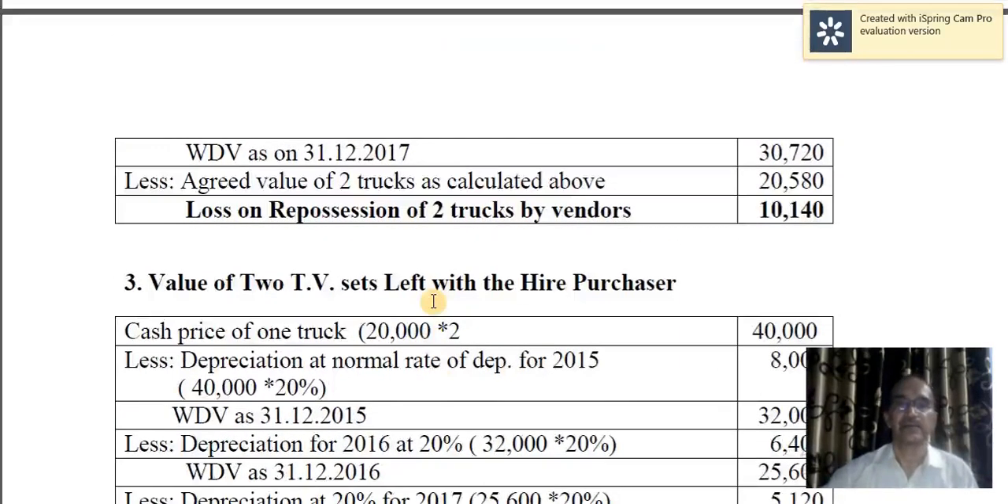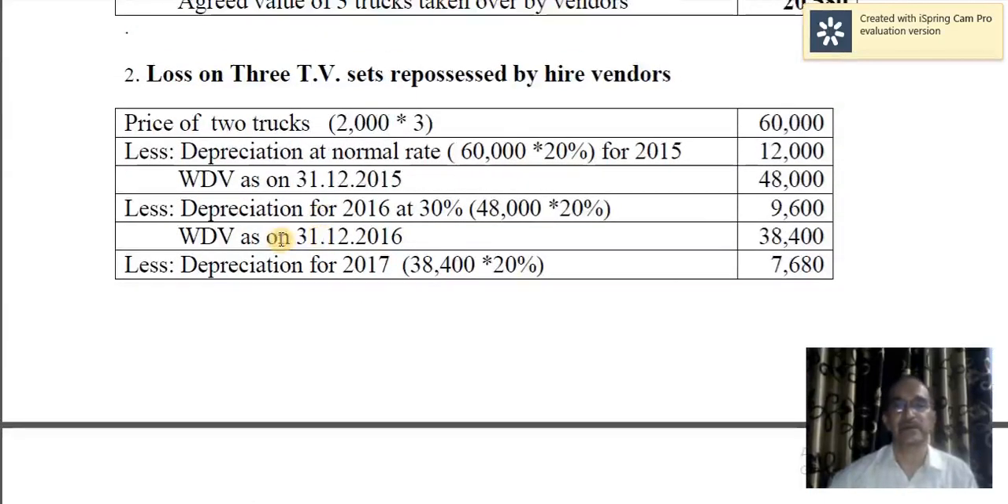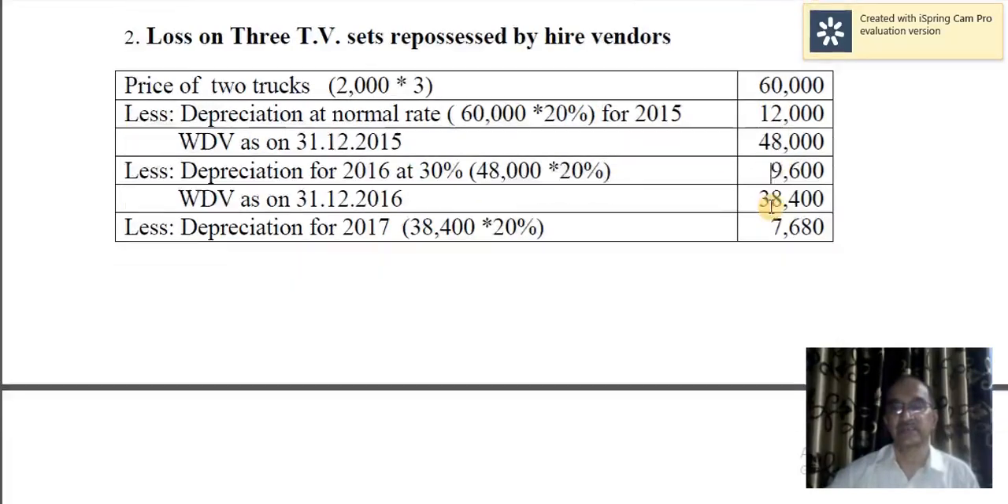And there might be profit or loss on repossession. Normally there will be a loss. Let us see the loss suffered by Prakash Electronics. Actually, in the TV sets account, you will get the balancing figure automatically, but still you can provide a working note. This is optional. Price of three sets, 20,000 into 3, it will be 60,000. And then depreciation at normal rate, 60,000 into 20%, for 2015, 12,000. And for the second year, again 20%, 9,600.